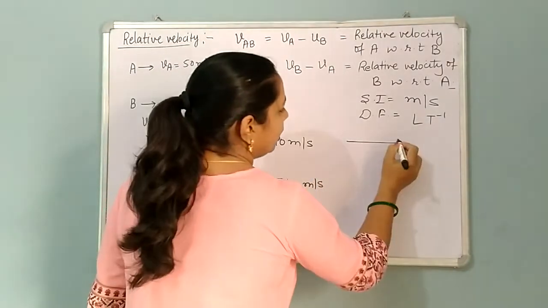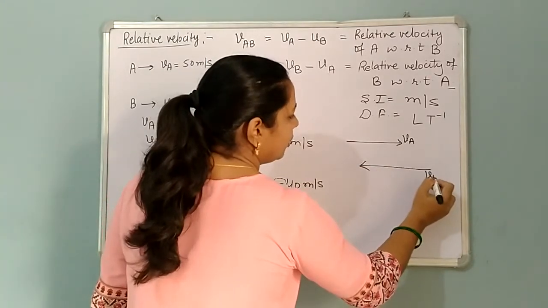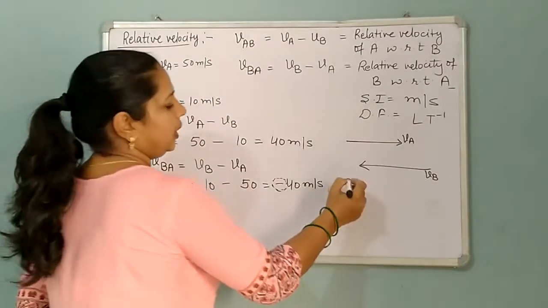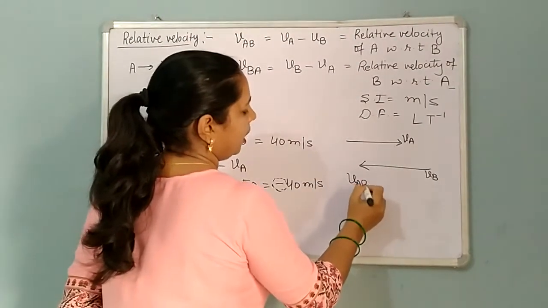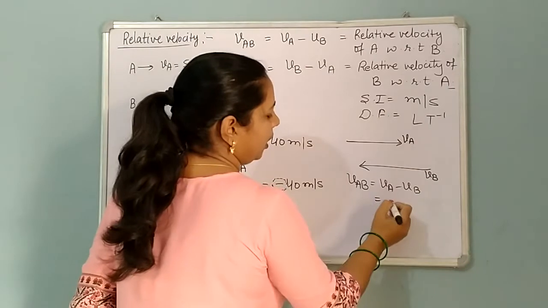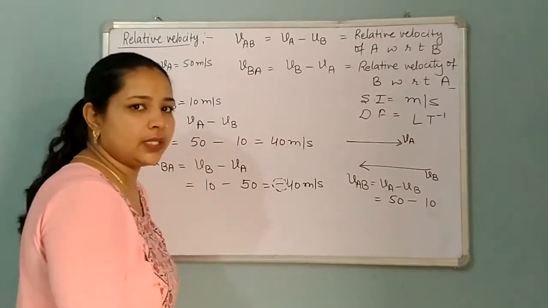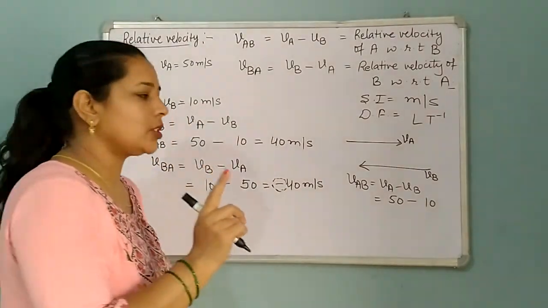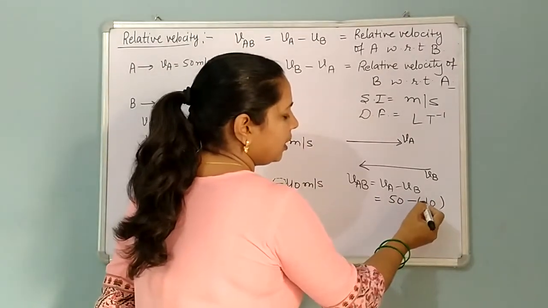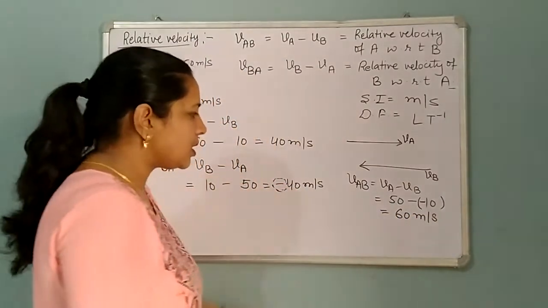Suppose the bodies are moving in opposite ways. VA is moving in this direction and VB is moving in the opposite direction, with the same values. Then how will we find out relative velocity? V of AB is VA minus VB. V of A is 50, V of B is 10, and we have to subtract, but we have to take care about the sign also. This is moving in the opposite direction, so we will take a minus sign here, and our answer is 60 meter per second. This is the sum.